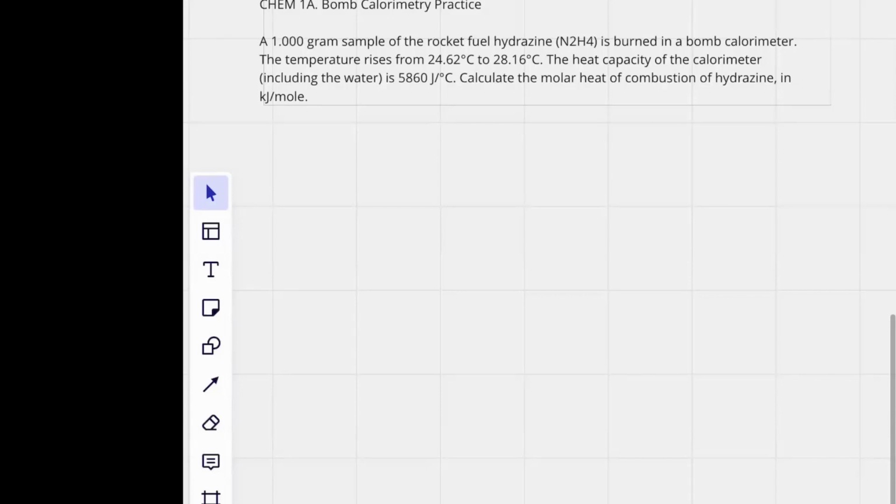Okay, so here is the question. A 1.000 gram sample of the rocket fuel hydrazine, N2H4, sorry, I couldn't get the subscripts to work here, is burned in a bomb calorimeter. The temperature rises from 24.62 degrees Celsius to 28.16 degrees Celsius. The heat capacity of the calorimeter, including the water, is 5,860 joules per degree Celsius. Calculate the molar heat of combustion of hydrazine in kilojoules per mole.